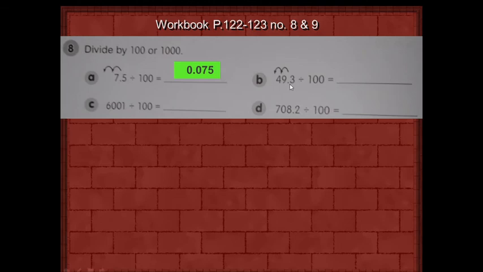Next, part B. 49.3 is divided by 100, so the decimal point is moving to the left 2 times. 1, 2, before number 4, so the answer is 0.493.